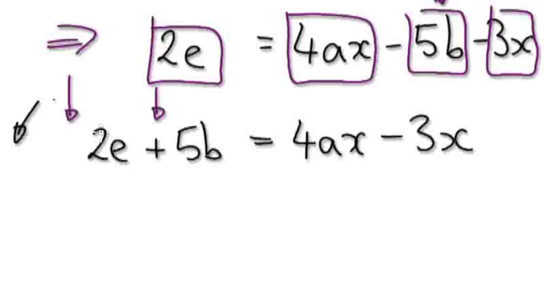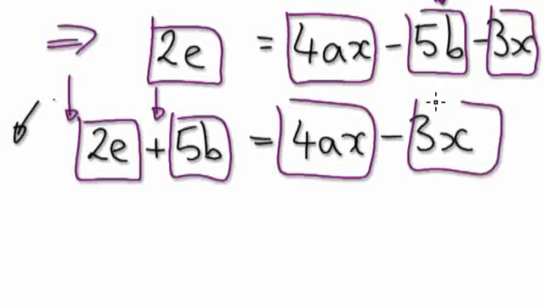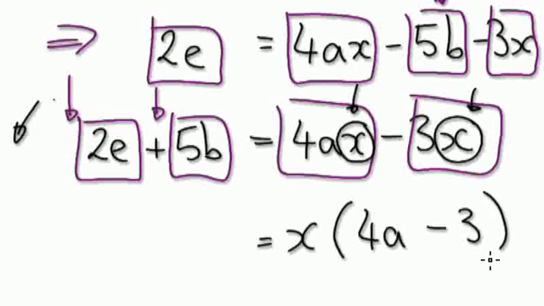Okay, so now visualize it as this. You've got a block here plus a block here equals this block here. Take away this block here. Look for what's in common. Factorize the x, basically. So here, x is in common here and here. So factorize the x. So x bracket 4a minus 3.